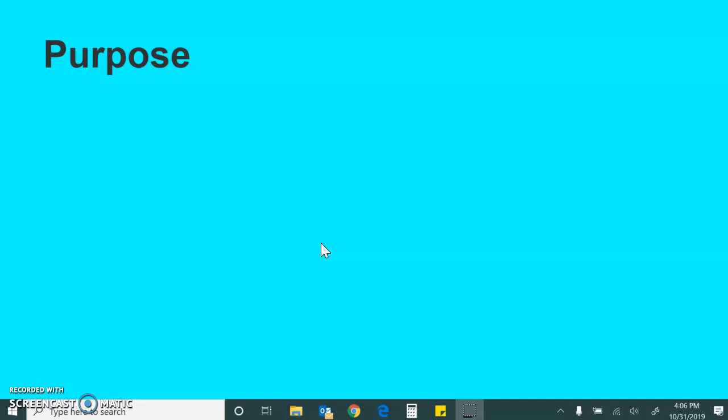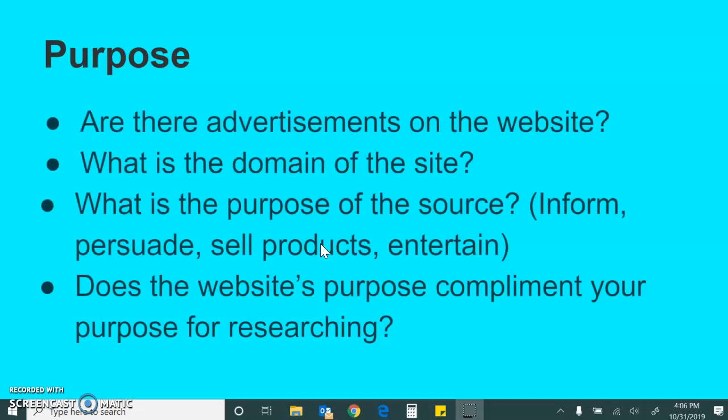And the final part of the CRAP test is purpose. So now we're looking at the why. And we need to consider both the purpose of the article that you're reading as well as your own purpose. Here are some questions you can ask. Are there advertisements on the website? If there are a lot of ads, perhaps the purpose of the article is to get your attention there so that you might click on an ad.